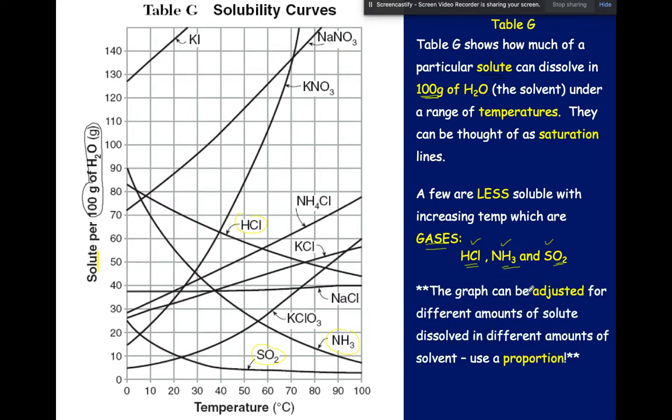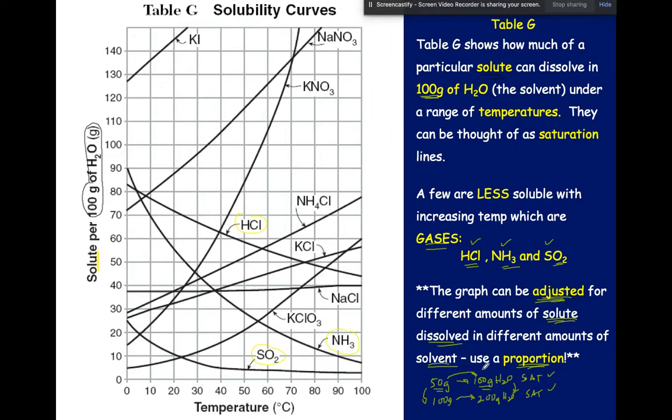Okay, and last thing is, please understand that you can adjust this graph for different amounts of solute dissolved in different amounts of solvent. Use your proportions. Okay, so for example, let's just say you have a saturated solution of 50 grams of a solute in 100 grams of water. Well, if you have 200 grams of water and you double the solvent, if you want to stay saturated, you can also double the amount of solute, okay? So 50 can dissolve in 100, and 100 can dissolve in 200, and they're proportional, right? They still are saturated. So it's something important to know here.